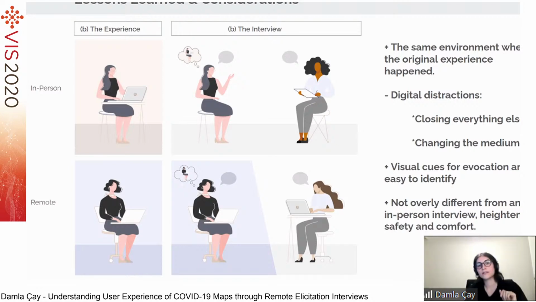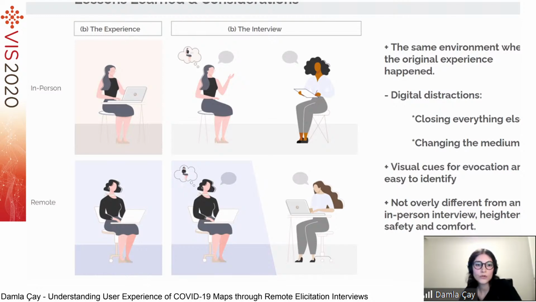In future studies, this can be prevented by reminding participants to keep everything else closed other than the video chat software, or by using different mediums for the interview and the experience. If they use a laptop for the experience, the interview can be conducted via mobile phones.